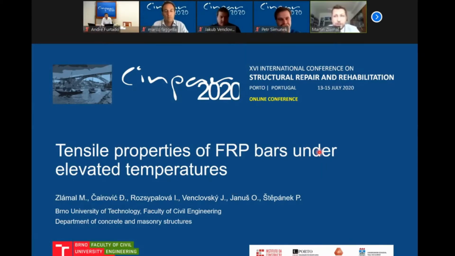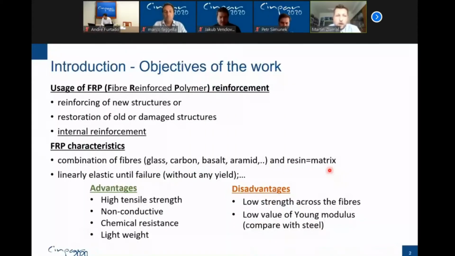So, ladies and gentlemen, good afternoon. Thank you for the word. I would like to present here our first result about the tensile properties of FRP bars under effect of elevated temperatures. So, in our project and in our research, we focused on a behavior of structures reinforced with FRP reinforcement.